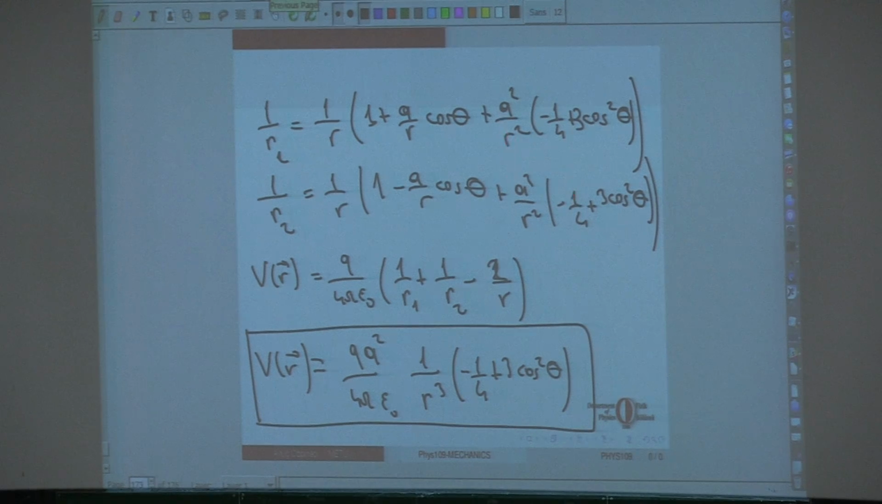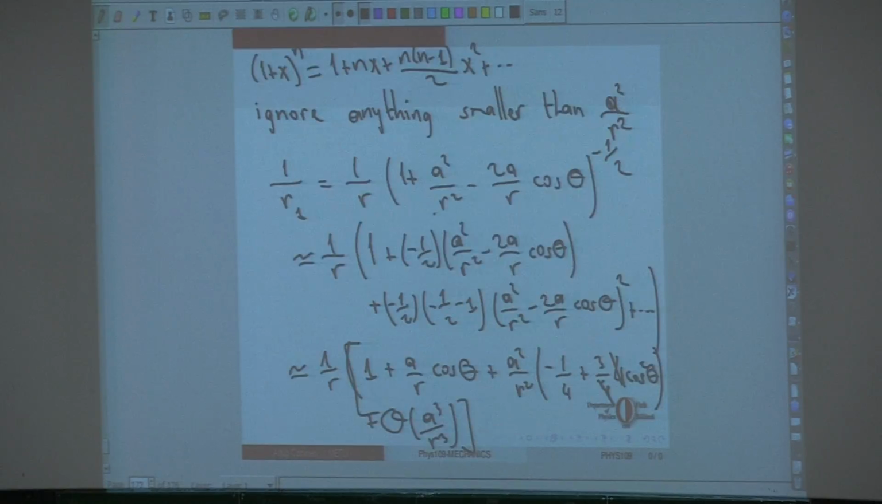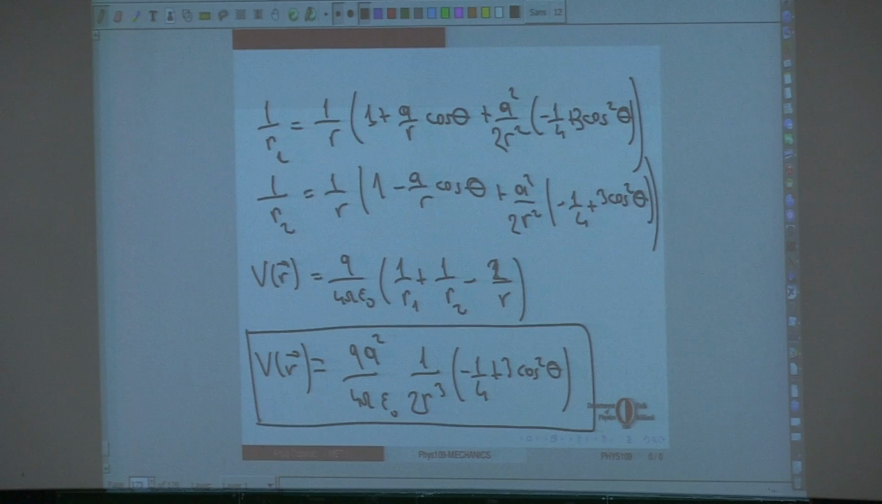No, I should have a factor of two, right? Yes, this two. This two I had forgotten. Thank you. Here there is this correction too.